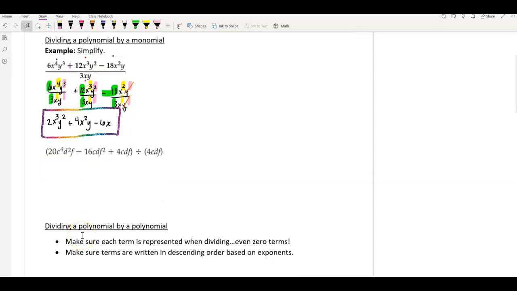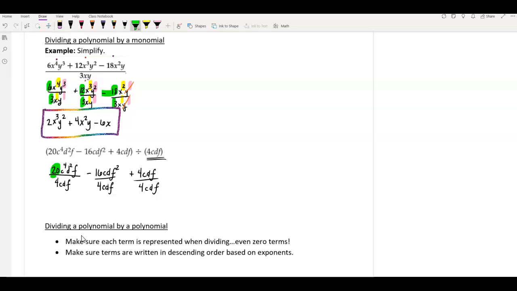Let's do another example very similar to it. We have each of our terms here. We have 20c4d squared f, but we're going to be dividing it by 4cdf. Then 4cdf minus 16cdf squared, once again dividing by that monomial term of 4cdf. And then our last term is 4cdf divided by 4cdf.